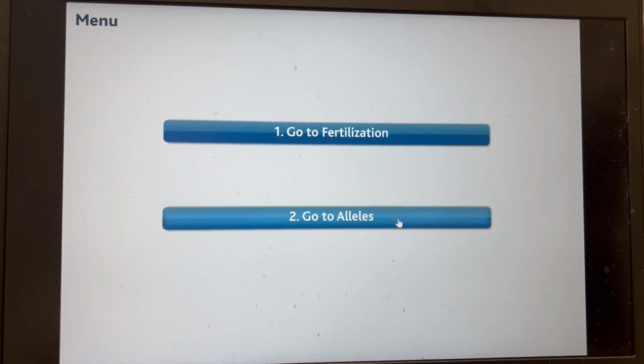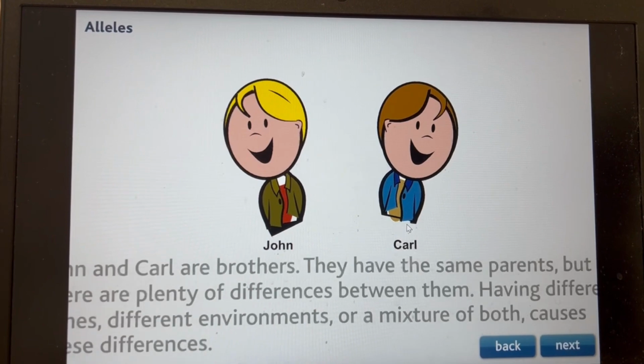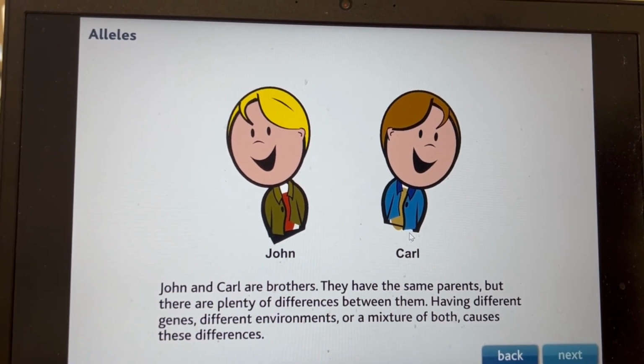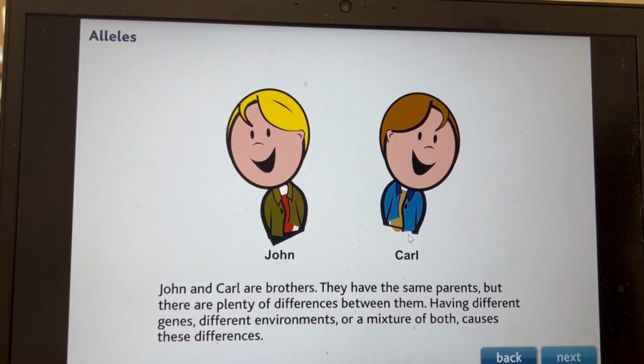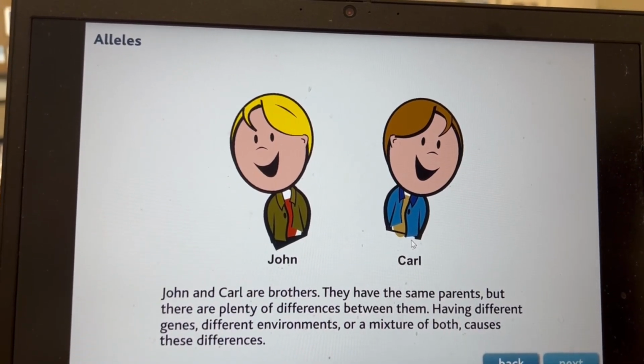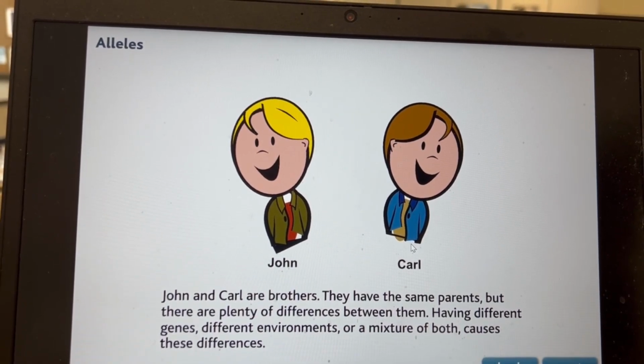This is an introduction to alleles and how they influence dihybrid crosses and Mendelian genetics. Okay, so an allele is a different version of a gene, and that's really important when we explain how this works. So I want you to look at John and Carl.